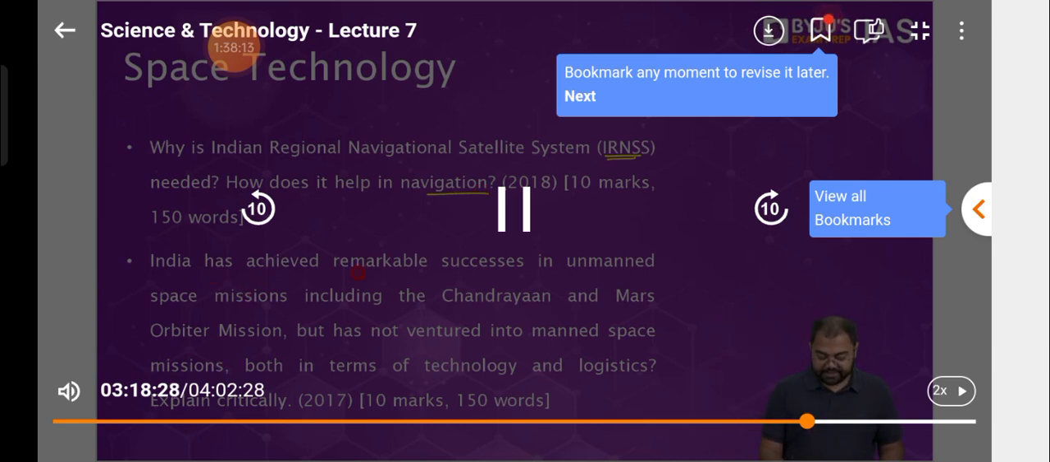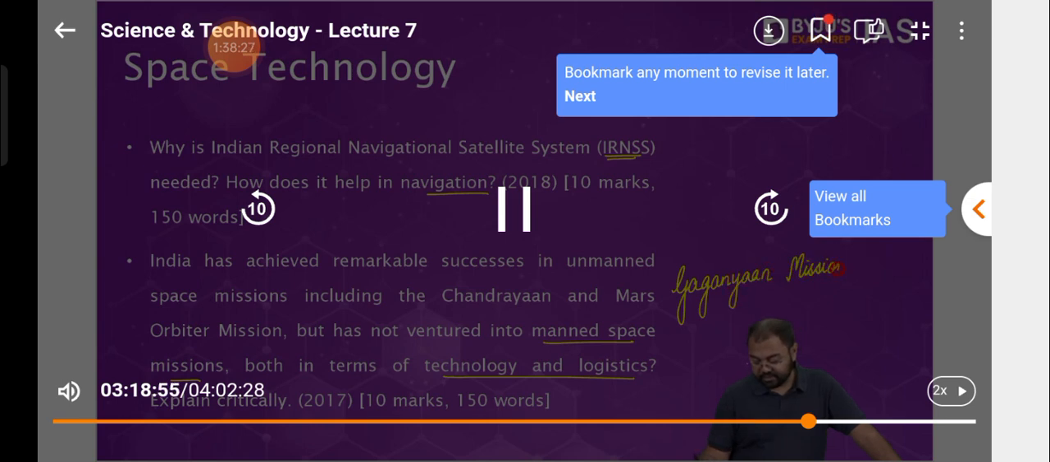Next question, if you see: India has achieved remarkable successes in unmanned space missions, including the Chandrayaan and the Mars Orbiter Mission, but has not ventured into manned space missions, both in terms of technology and logistics. Explain critically. Now this is basically, you can see, in the context of the Gaganyaan mission, because the Gaganyaan mission was already in the making.